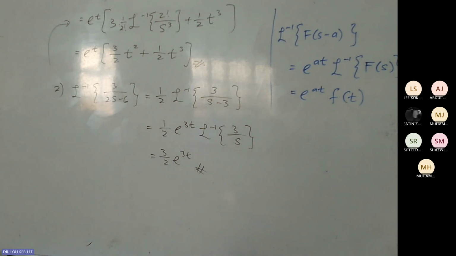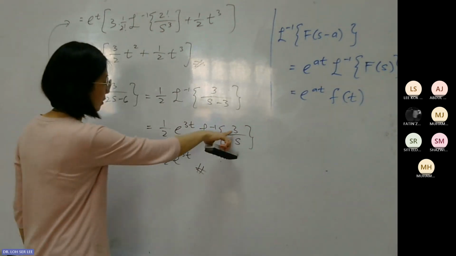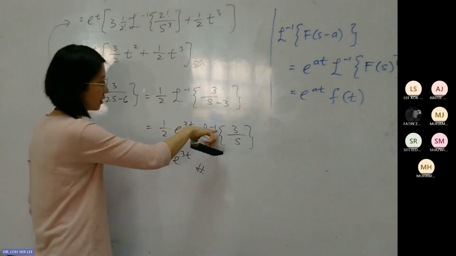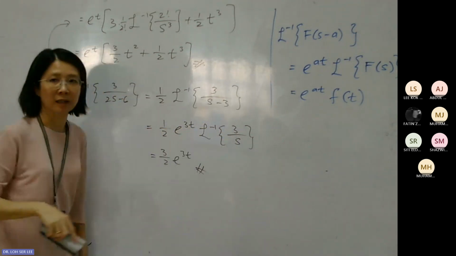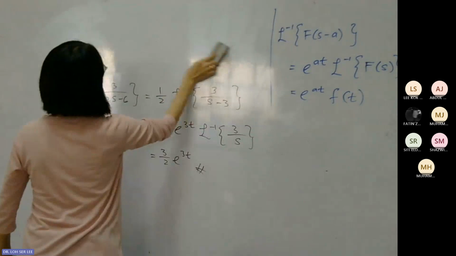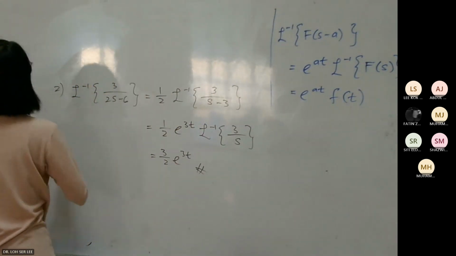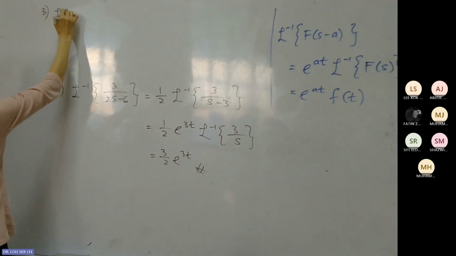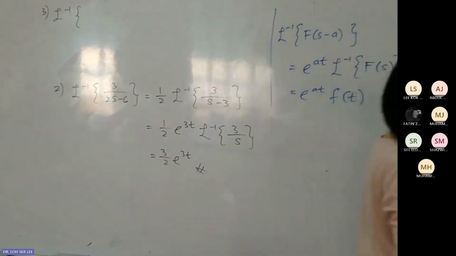Three over 2. Last one, try to get it. This one, factorize, inverse Laplace of 1 over s is 1. Okay, inverse Laplace number 3.